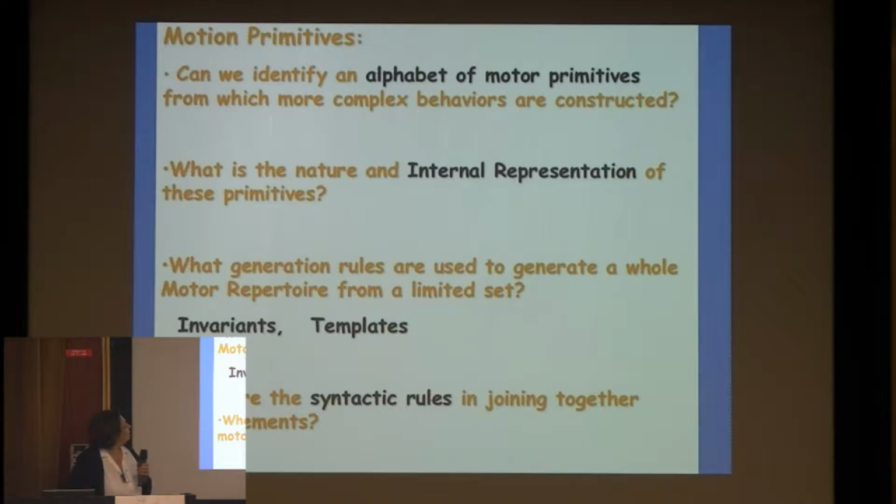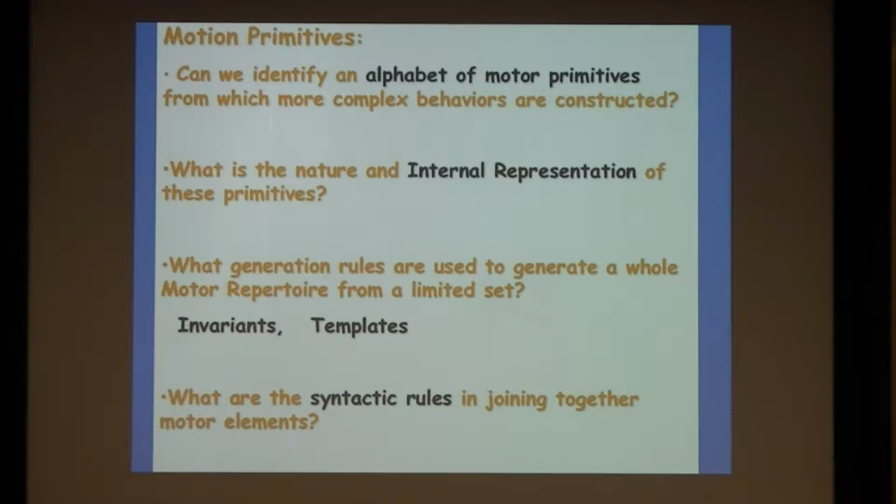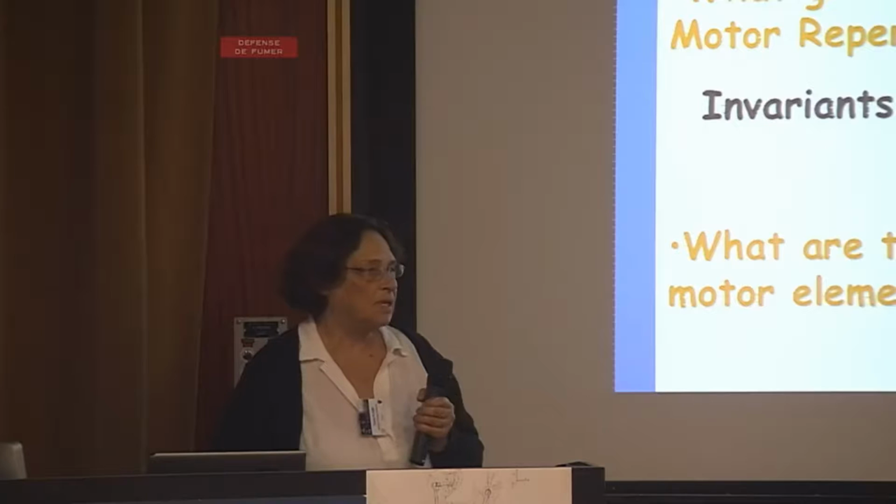So just a brief introduction of the idea of primitives. We have this idea that you construct behaviors from primitives, even though some movements might be continuous. A very important topic is the idea of invariants. We know movements are very invariant in terms of having the same kind of characteristic of trajectories for different tasks or for different aspects of behavior. So basically, we'd like to know what the invariants are, what the templates or the primitives are, and what kind of syntactic rules the brain is using to construct complicated movements.